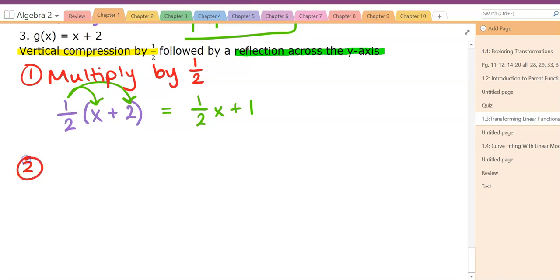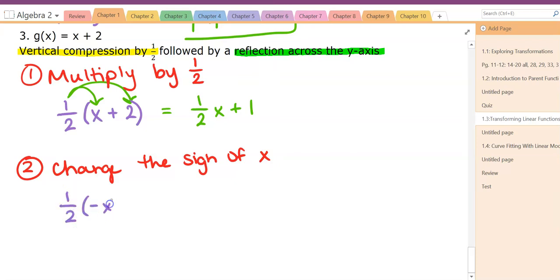For step 2, a reflection across the y-axis means that we change the sign of our x term. So you can write it out like 1/2 and then in parentheses change the sign of the x to negative, and then you have plus 1. But if you simplify by combining those first two terms, you're going to be left with negative 1/2 x plus 1. And that'll be your final answer.